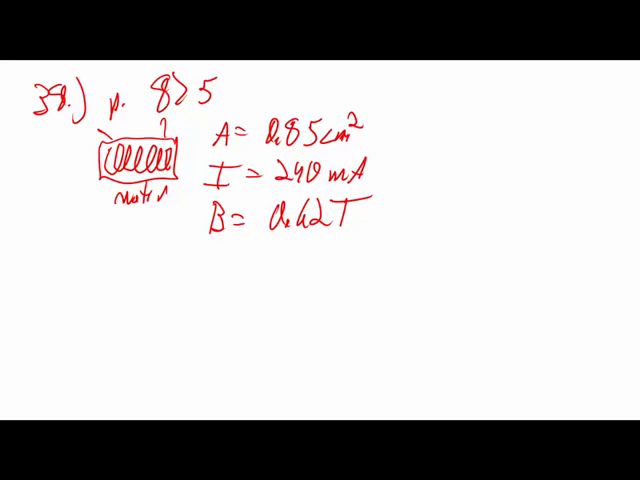So we want to know what the torque is on the current loop. We want to know the magnitude of the maximum torque. And that's magnitude. Notice it said magnitude, which means what? We're going to have a positive number.